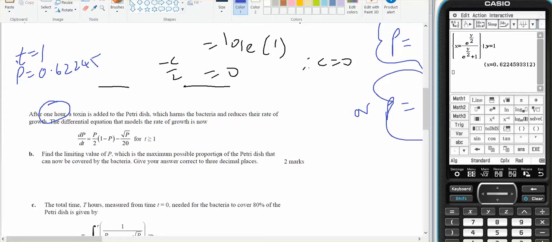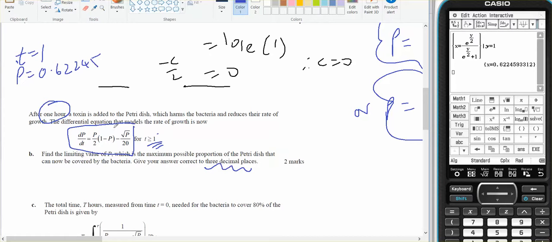A toxin is added which harms the bacteria and reduces their rate of growth. The difference equation is now modelled by this. So we have our original minus some other component for when t is bigger than or equal to 0. Find the limiting value of p, which is the maximum possible portion. Give your answer to 3 decimal places.